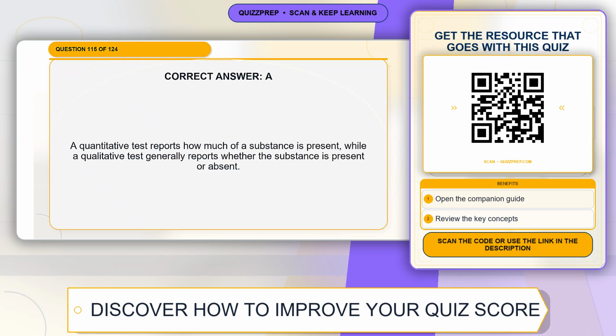Explanation: a quantitative test reports how much of a substance is present, while a qualitative test generally reports whether the substance is present or absent.